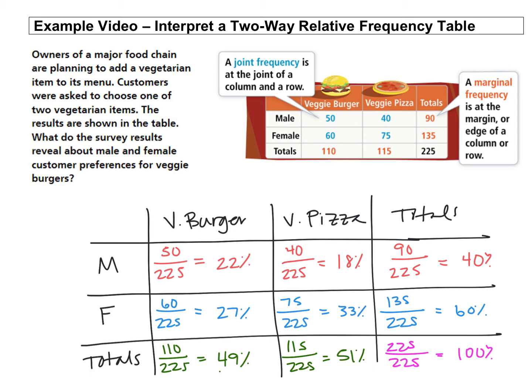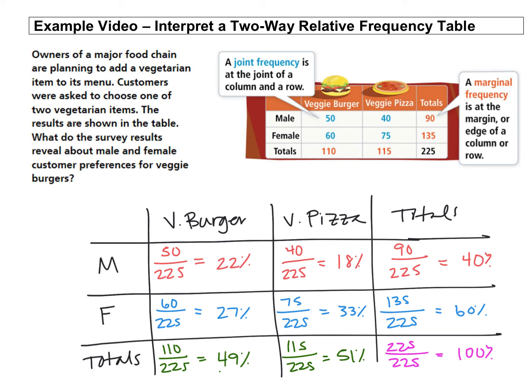So the difference between a frequency table, what we saw in the last example, which was right here, and a relative frequency table is you just take the frequency table and you find how it relates to everything else. So we're finding those percentages, dividing by the total.